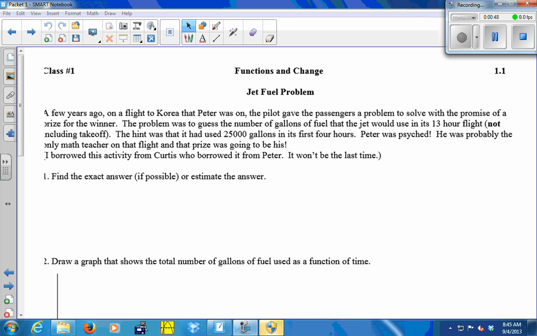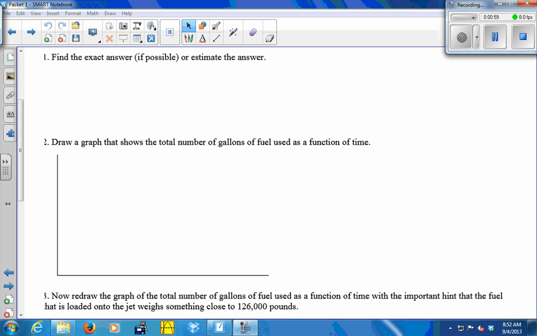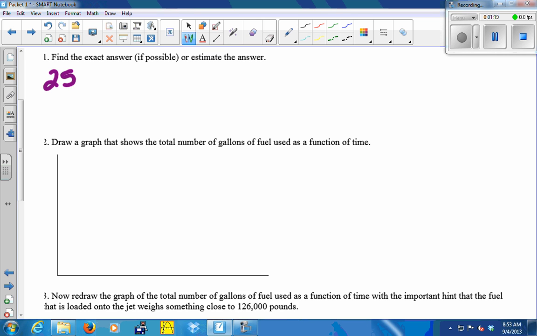So I want you to think about this problem, work in your groups, and go through the questions here. See if you can come up with an answer. Okay, for number 1, how did we find an answer of how much fuel was used? Many approaches. What are some that you guys took? 25,000 divided by 4. So you've kind of found a constant rate of use.